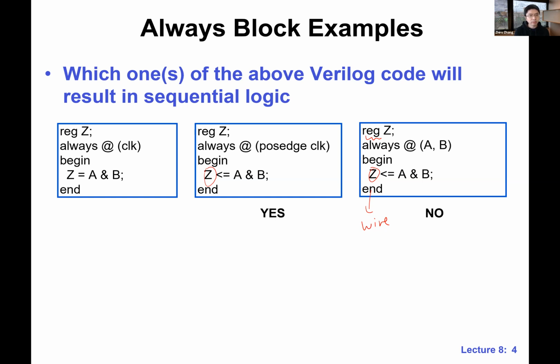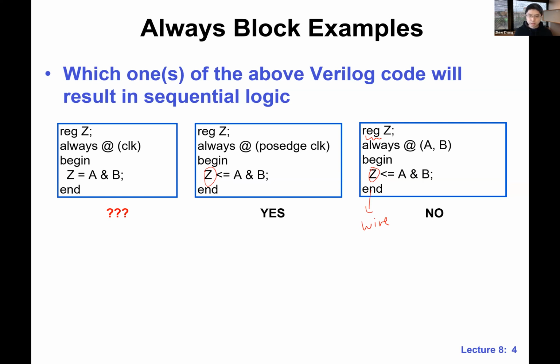The left one is sort of buggy. So it's actually not really clear, right? Is this sequential or combinational? Although clock is on the sensitivity list, clock is not really used in the always block. Is this a latch? It's not. First, on the sensitivity list, we are not using posedge. This is definitely not a flip-flop.